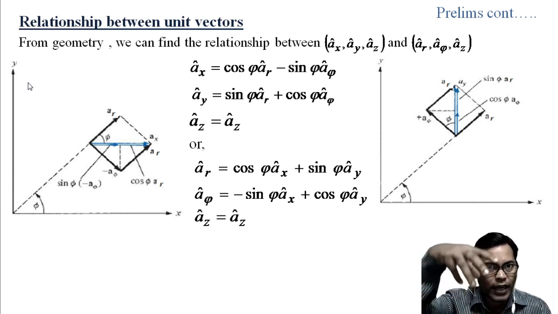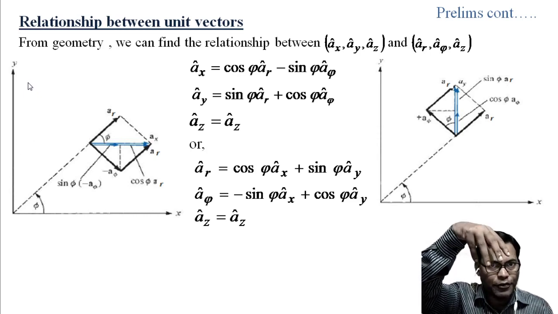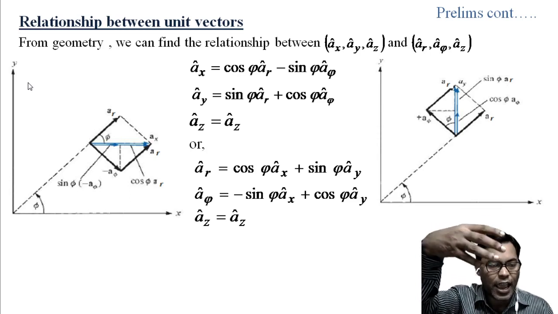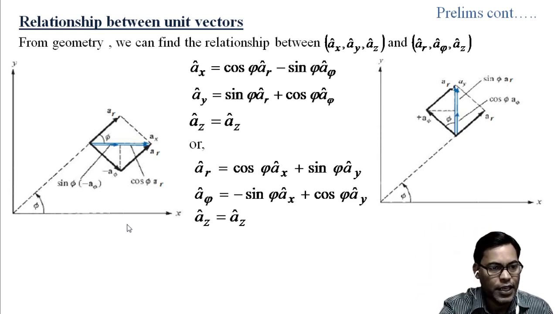If you look from the top of the previous diagram, then we will get this type of diagram. Here you see the x and this is y, and this dotted line is representing the r vector, and this point is representing the point P. Now if this is the point P, then the unit vector will be along the r direction. So this is the unit vector ar. Now we are going to find out the component of ar along the x-axis. To find that, we have drawn here the blue line.